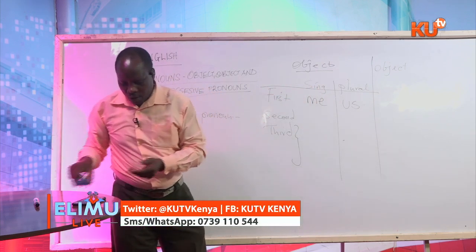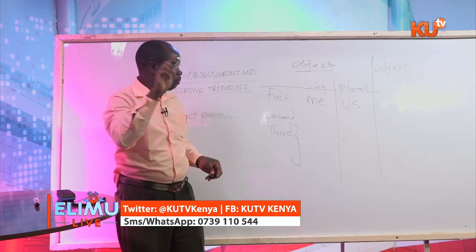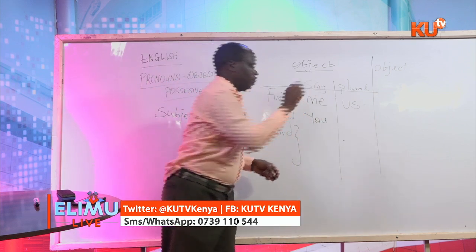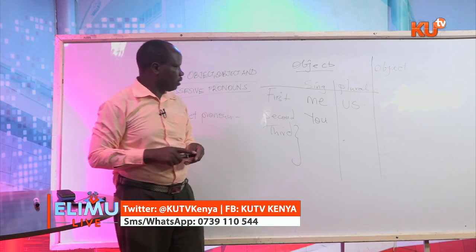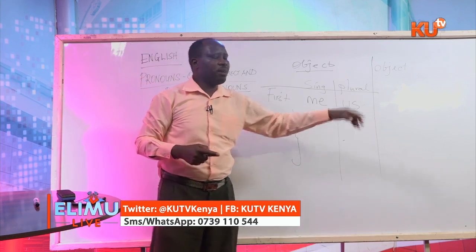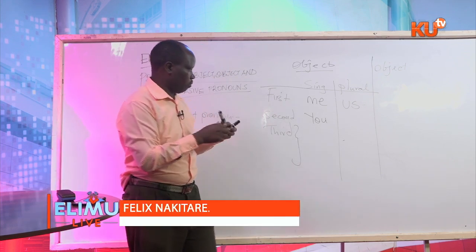You have those object pronouns. Now, I want to give this felt pen to you. That is second person singular, then second person plural. You are very many people. I want to give these now two pens to all of you.